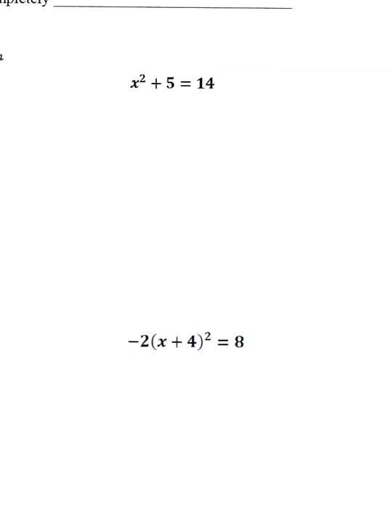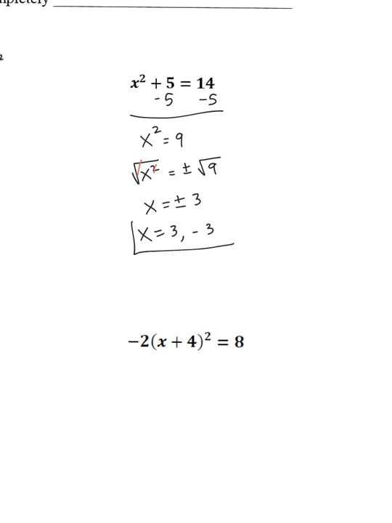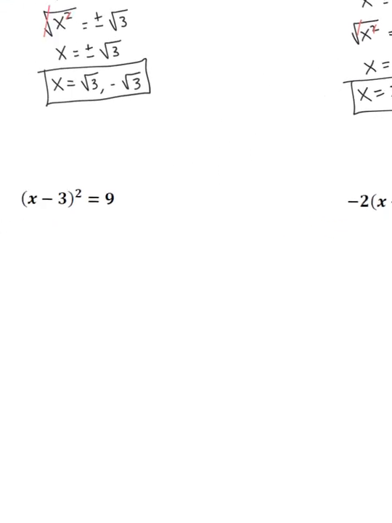Okay, moving on to the next one. I'm not going to divide by anything here. I need to get rid of the plus 5 that's there. So I'm going to subtract 5 on both sides. Okay, and then I'm going to take the square root to get rid of the x squared. And I'm going to add that plus or minus in front of my square root of 9. So these cancel. The square root of 9 is 3. So my answers are either positive 3 or negative 3.